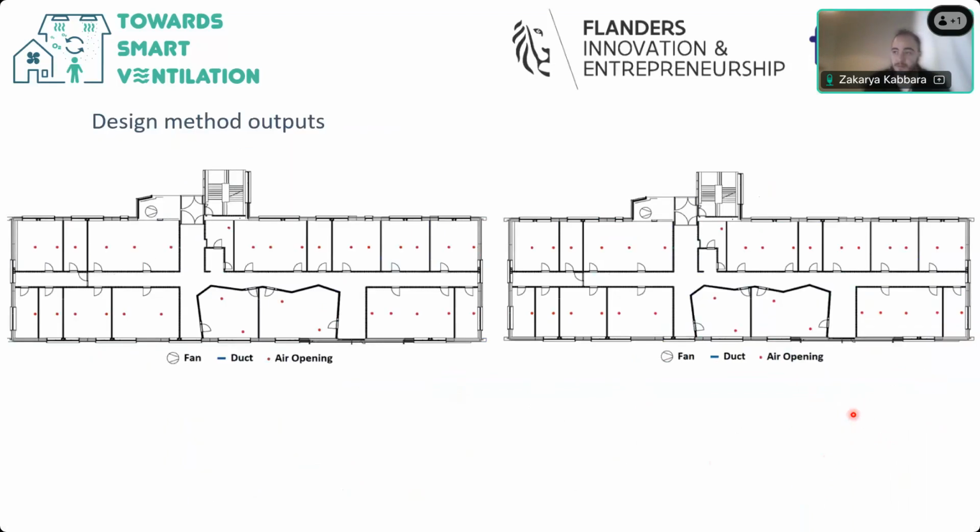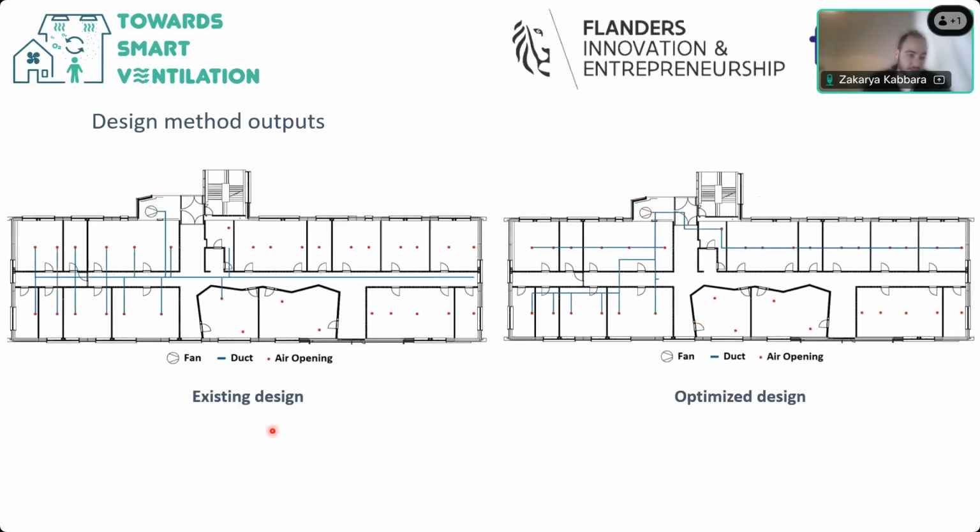So that's it. We applied the method on a real test case, which is a floor of the University of Antwerp. We know the fan position and the air opening position. We compared our outputs with the existing system. The existing system looks like the system on the left, and the optimized system with optimized layout and sizes looks like the system on the right.